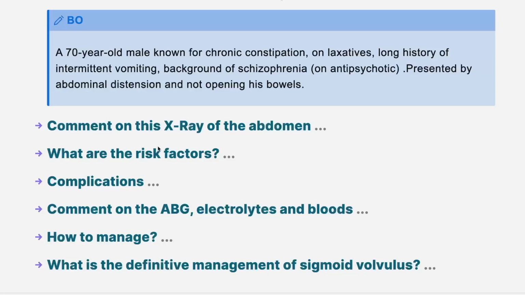A 70-year-old male patient coming with chronic constipation is known to be on laxatives and he has a long history of intermittent vomiting with a background of schizophrenia and an antipsychotic medication. The patient has abdominal distension and hasn't opened his bowel for a few days now. Initially, we have an X-ray to comment on.